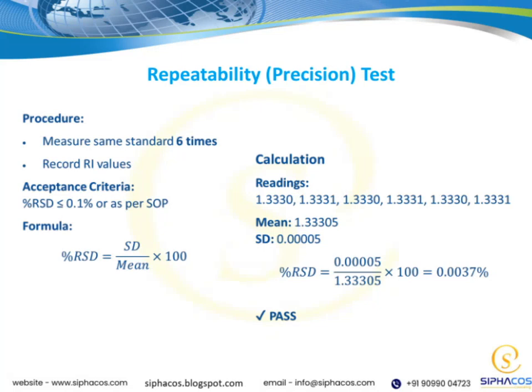Now, let's talk about the repeatability, or what we often call precision, test. This step is crucial because it helps us understand how consistent our measurements are when we repeat the same process multiple times. Essentially, we're checking if our method can reliably produce similar results under the same conditions. A high level of repeatability means our process is stable and dependable, which is vital for ensuring the quality of our data and the integrity of our overall analysis.